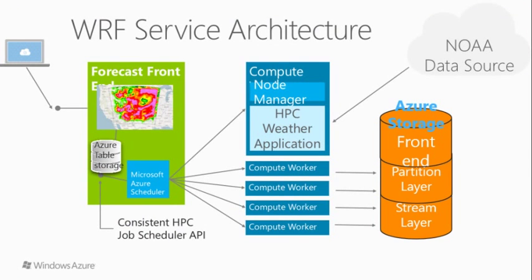Let's take a look at the architecture real quick. As you can see, there's a front end, which is simply a website. And in the back end, we have some compute worker nodes running the actual simulations. The jobs are submitted through the forecast front end, and then they're run by each of the compute nodes, usually on demand. I can scale them up and down by simply moving a slider.